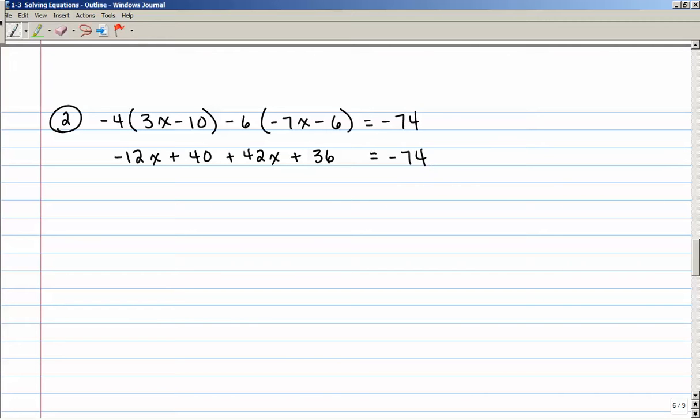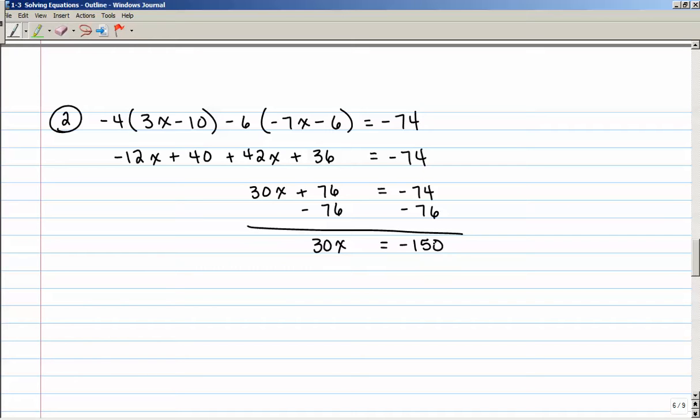Before we start adding and subtracting on both sides, let's combine like terms. Negative 12x plus 42x is going to give me a 30x. And 40 plus 36 is going to give me a 76. And that's equal to negative 74. Let's subtract 76 on both sides. So 30x equals a negative 150. And dividing both sides by 30, x equals a negative 5.